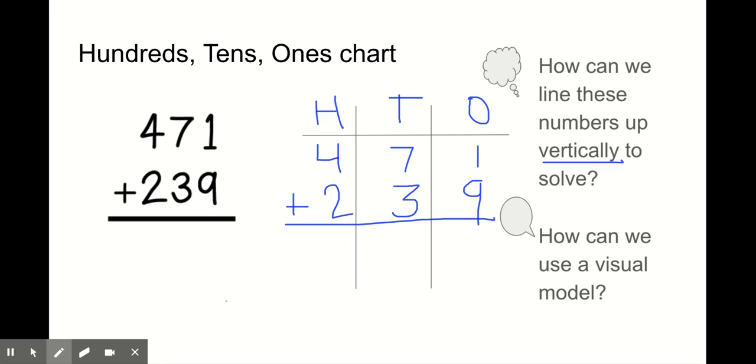If you still want to make a model to solve, you may. Today, we're just going to practice adding vertically. We always start with the ones. I'm going to change colors. 1 plus 9 is 10. Uh-oh. If we make a new 10, that means we actually have 0 left in the ones. And our 1 ten comes over into our tens column.